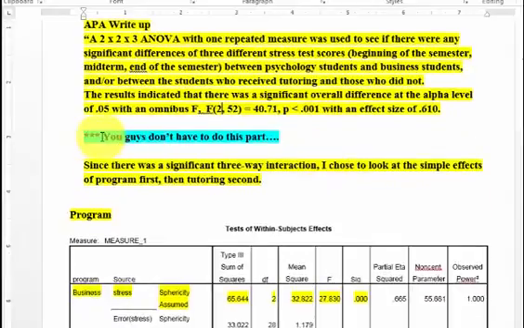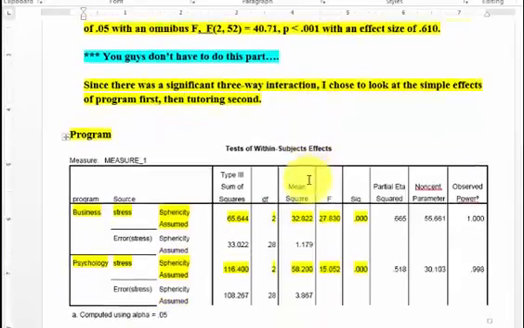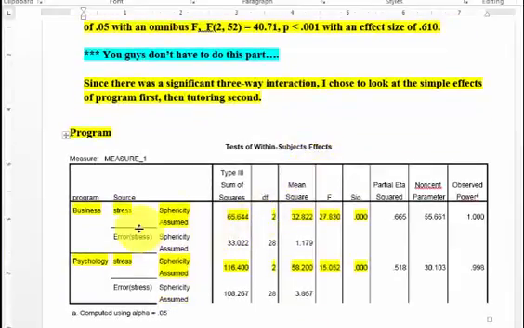So here it is. You guys didn't have to do this part, but I did it for you. Since there was a significant interaction, I decided to look at the simple effects of program first. I basically ran 2 separate tests. I looked at the psychologists, compared their test 1, test 2, test 3, and then I turned around and looked at the business majors, test 1, test 2, test 3. And then I did it with tutoring to see if there was a significant difference between the scores.